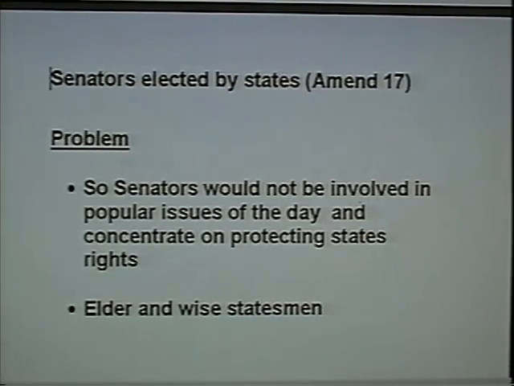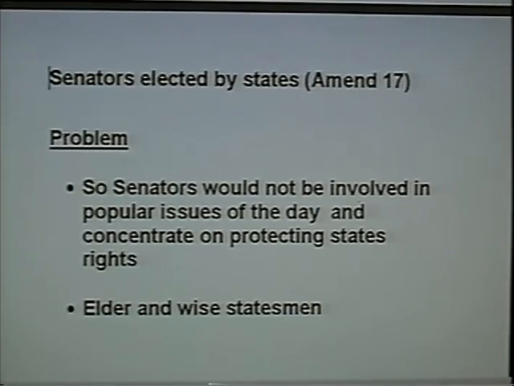The issue you have now is pretty clear. Because the state legislators no longer elect the senators, the states have no representation on the Hill with Congress, and as a result, this has allowed the federal government to just come in and obliterate the states and state rights.